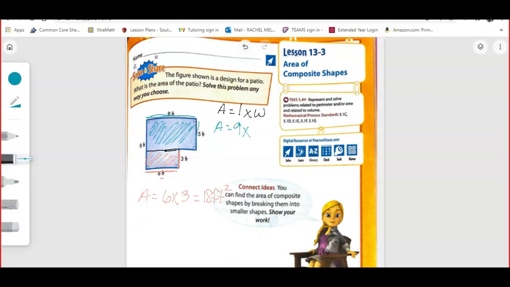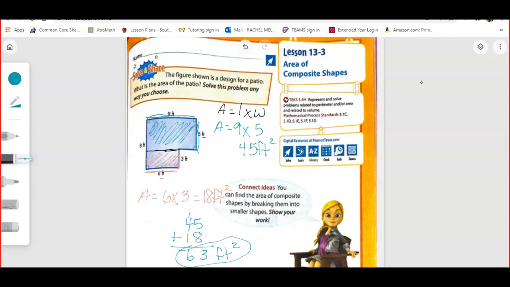And the width right here is 5. 9 times 5 is 45. Again, feet squared. So now I just add them together. 45 plus 18 gives me 63 square feet.